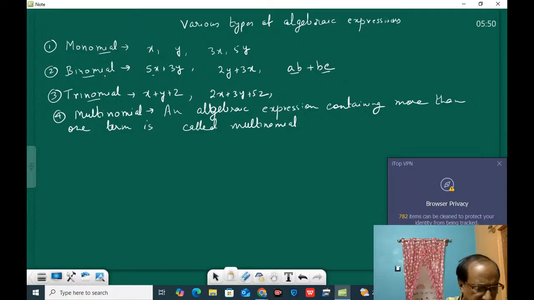Now we learn about factors of a term. What is the meaning of factors of a term? This is very important. We have to find the factors of a term. How to find the factors is important for us.